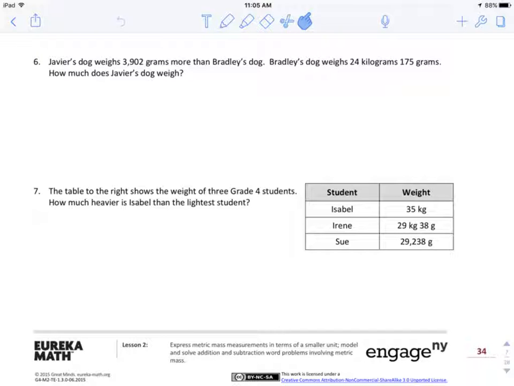Javier's dog weighs 3,902 more than Bradley's. Oh my. So Javi's, my mistake, sorry. Javi's dog, more. Now remember, the word more means bigger. So the tape diagram should be bigger. Then it says Bradley's dog, we know exactly how much his dog weighs. We need to find Javi's.